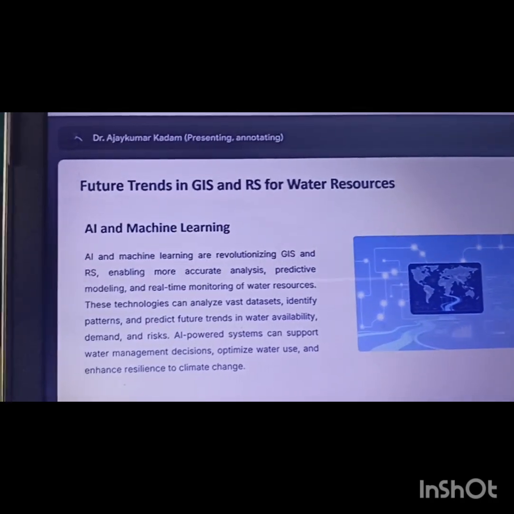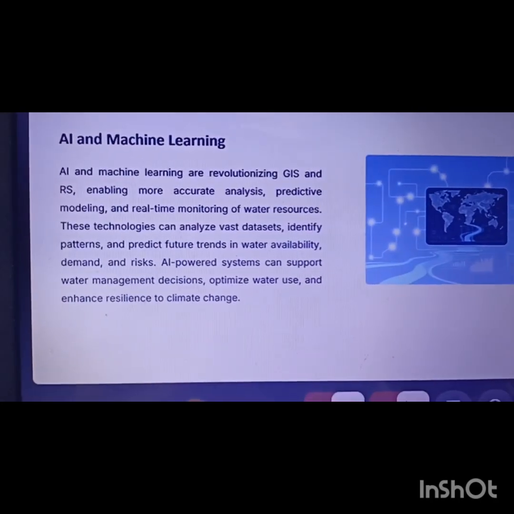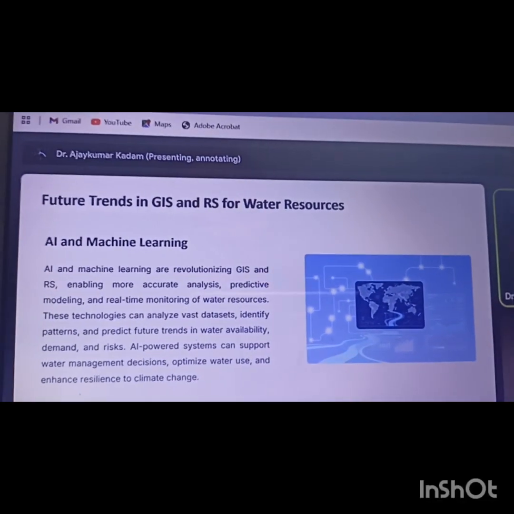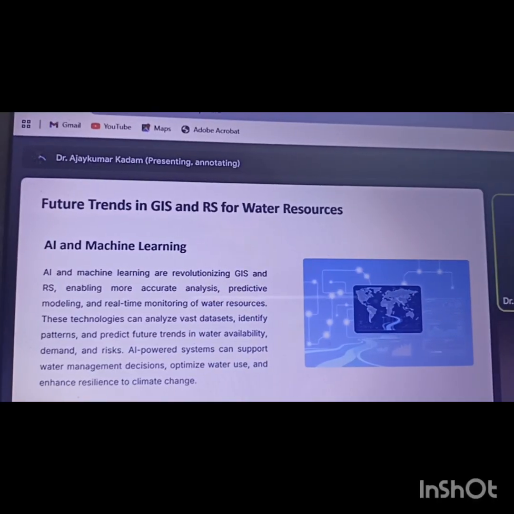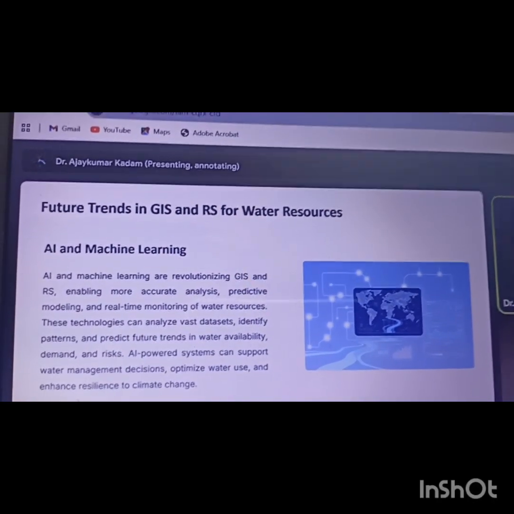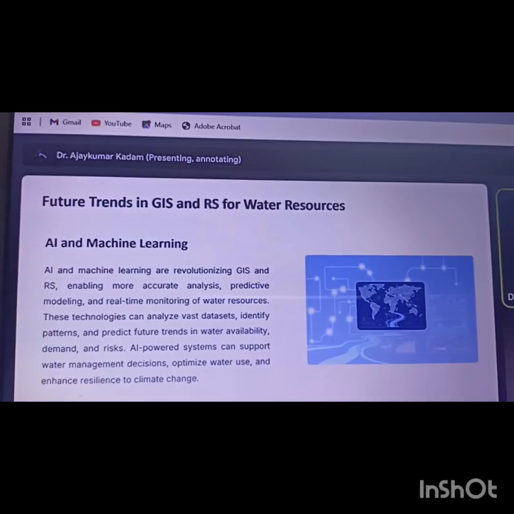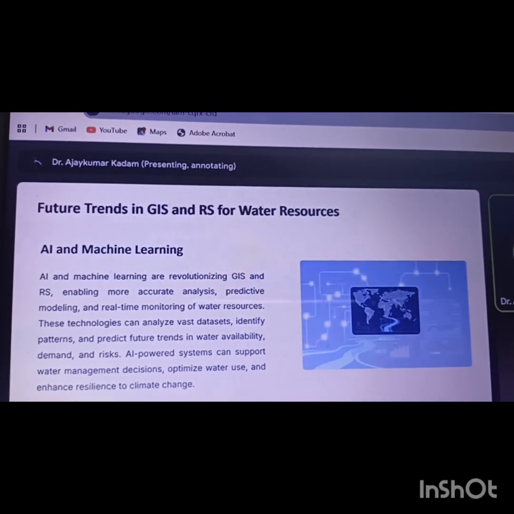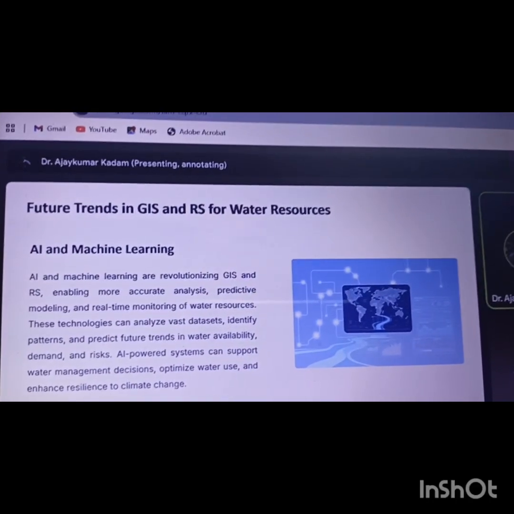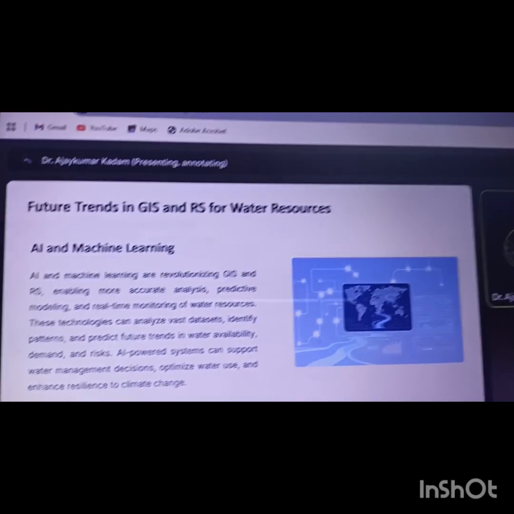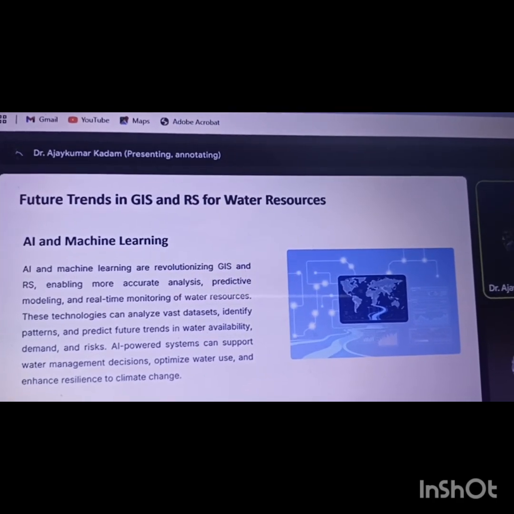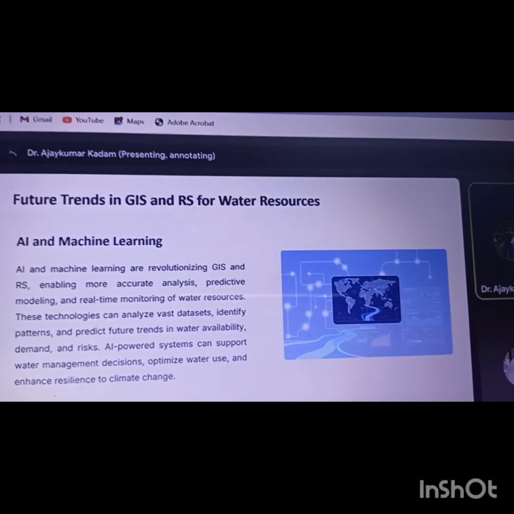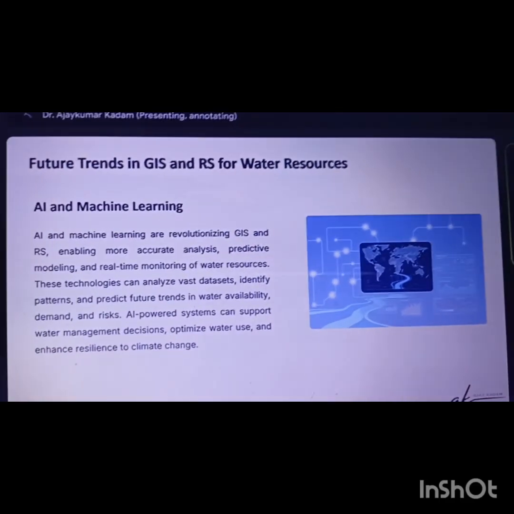So, what will be the future trend of remote sensing? As we all know, AI and ML will be the future trend for all the data. So we use it for downscaling of the data. We generally use the random forest method and AI ML methods, because you don't get all the data at the same spatial resolution. So for AI ML we use data to get more accurate analysis, predictive modeling, and real time monitoring also. And AI powered systems can support water management and decision support systems also.